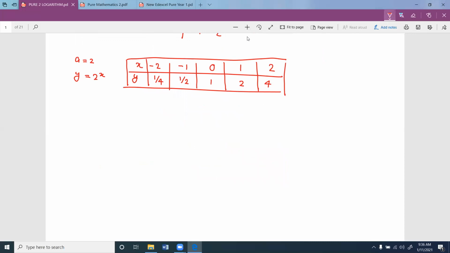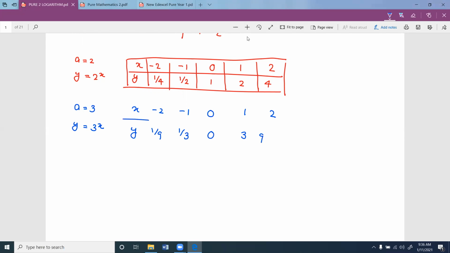Then if you plot this graph, I'll get a couple of graphs in the same diagram. Then I want to explain another fact. The next case is a equals 3. That is the y equals 3 to the power x graph. If you work out x values -2, -1, 0, 1, and 2, right? Then y equals 3 to the power -2 is 1 over 9, then 1 over 3, 1, 3, and 9, right?